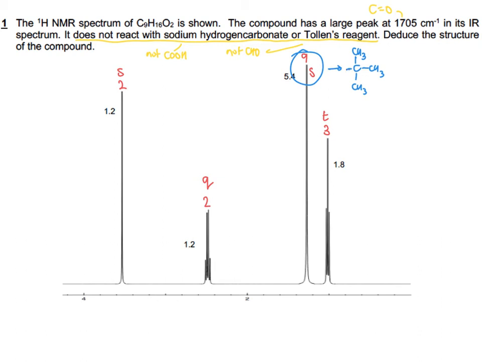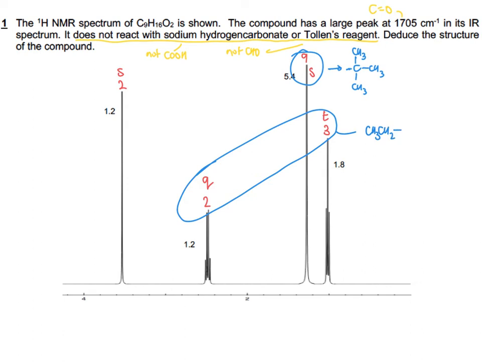So we have already one end of our molecule. We've dealt with 4 of our 9 carbons. The other thing that also leaps out to me is that I have a triplet and a quartet, with the quartet having 2 hydrogens and the triplet having 3 hydrogens. That to me says that it is an ethyl group.